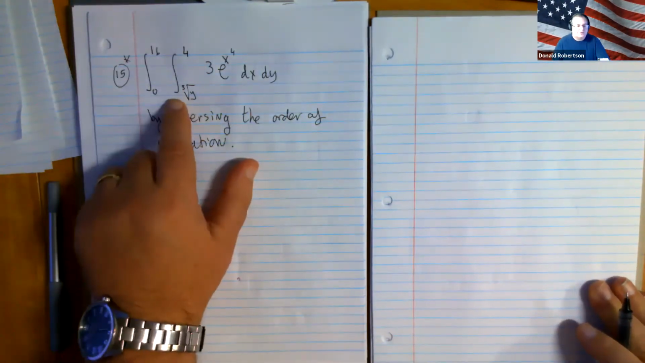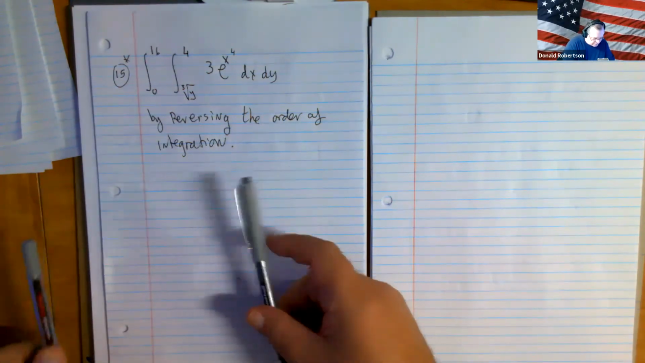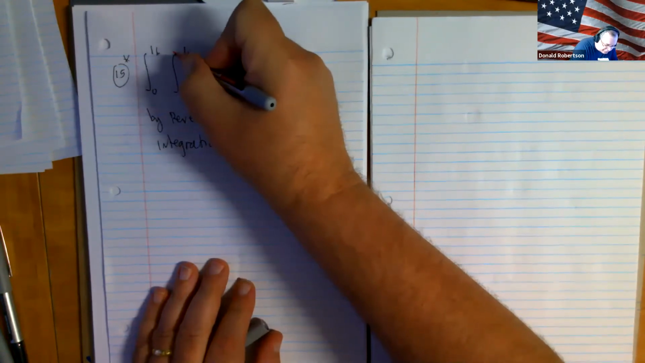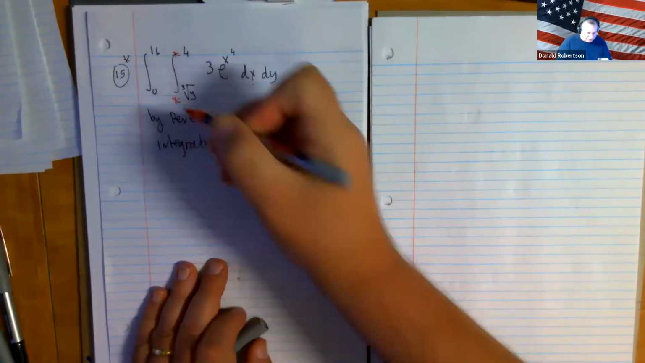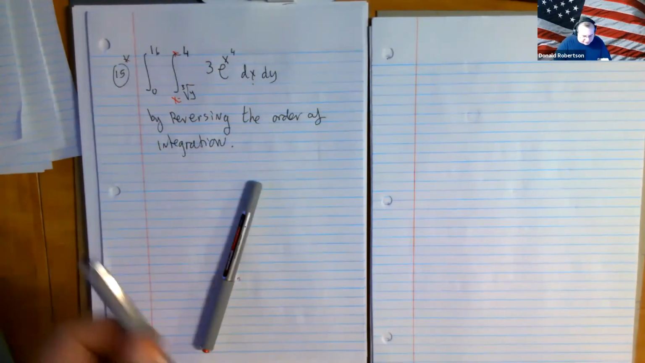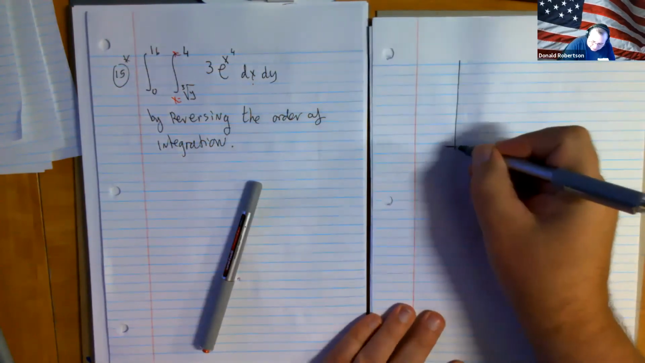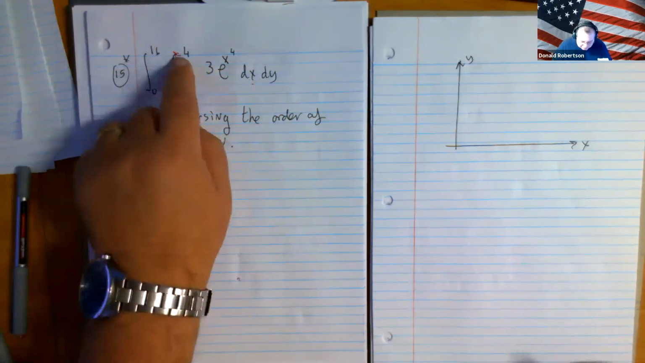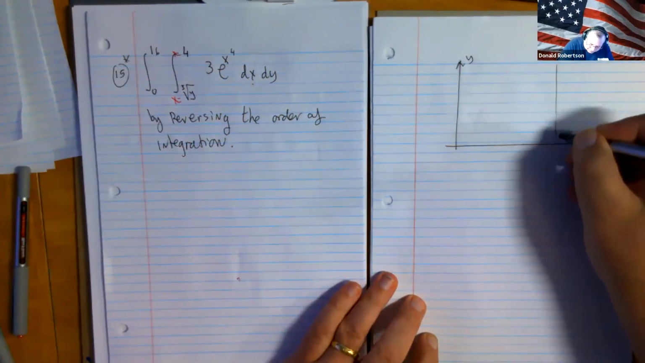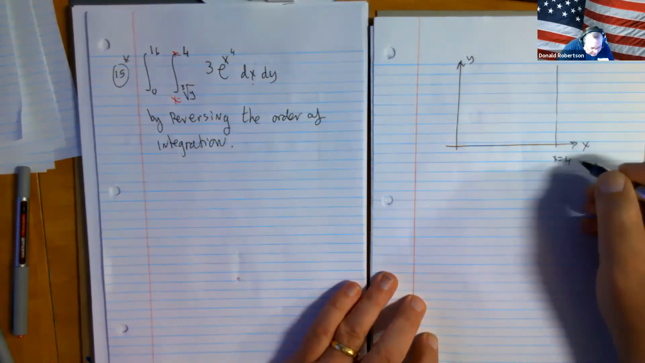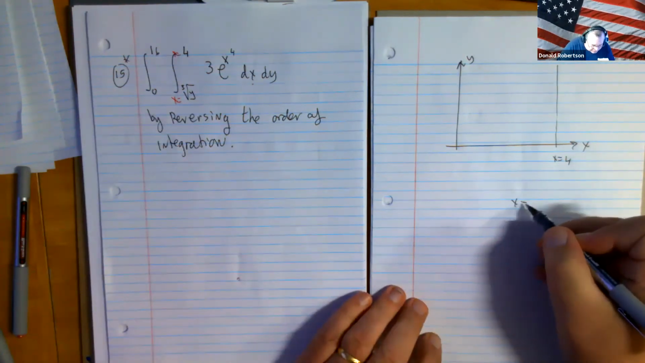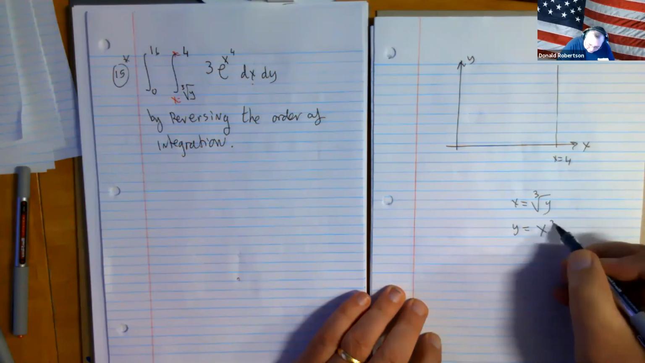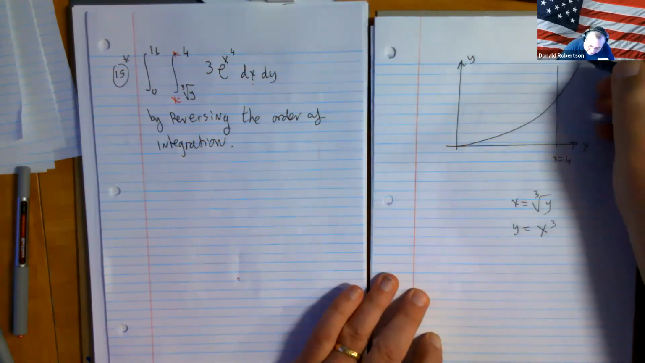Okay, let's look at this fella. Same basic question. This is an x, so this is x equals 4 to x equals cube root. Let's see if I can get this one drawn correctly. X equals 4 is basically here, and x equals the cube root of y is just another way of saying y equals x cubed, so it looks something like that.